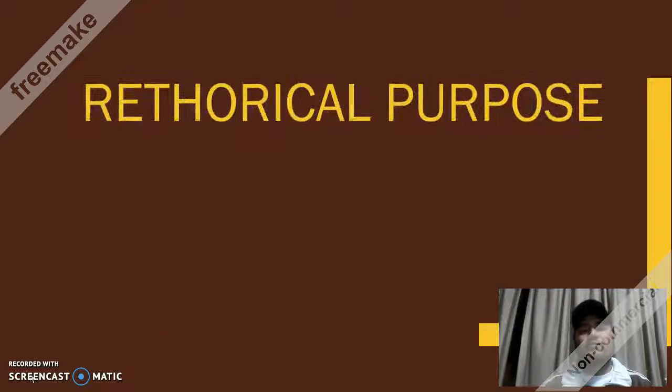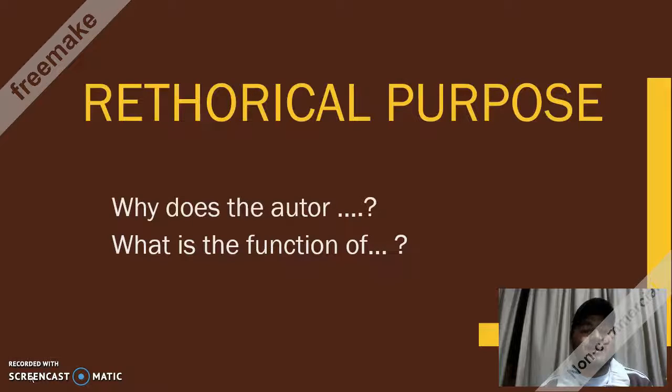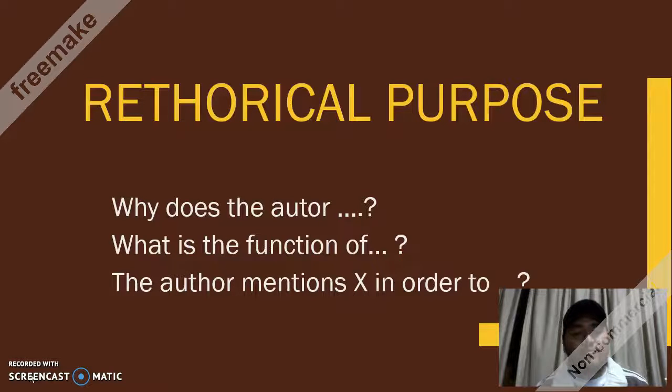The next kind of question is rhetorical purpose questions. In this kind of question, we also have some clues. That is, why does the author? What is the function of? Or the author mentions X in order to. So here you have to notice the word why, that can help you. That is going to be the purpose of why the author is mentioning something, or what is the function of this part of the paragraph, something similar.